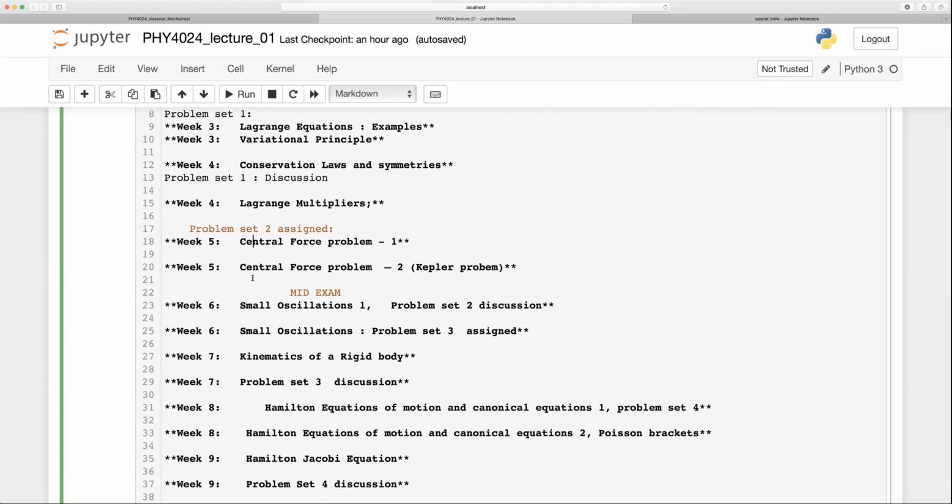Into week 5, which is halfway through your lectures, we will start learning about the central force problem. And then we will learn about Kepler's laws. You may already know about Kepler's laws, and you probably have done this in second year as well. And we will go a little bit more into detail about how these orbits work.